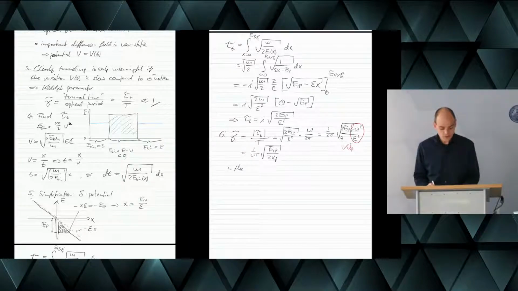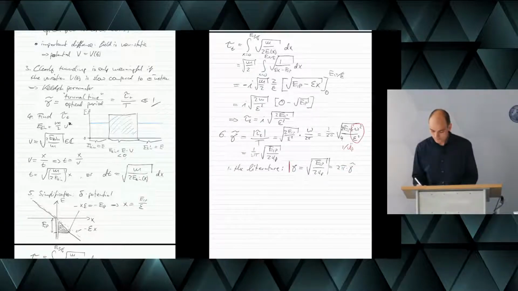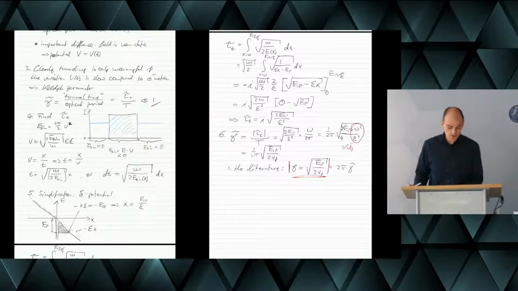I mentioned that in the literature one finds a slightly different definition or result. In the literature, we have gamma equals square root EIP over 2 UP, and this equals exactly 2 pi times our definition of the Keldysh parameter. Okay, and now for the interpretation.